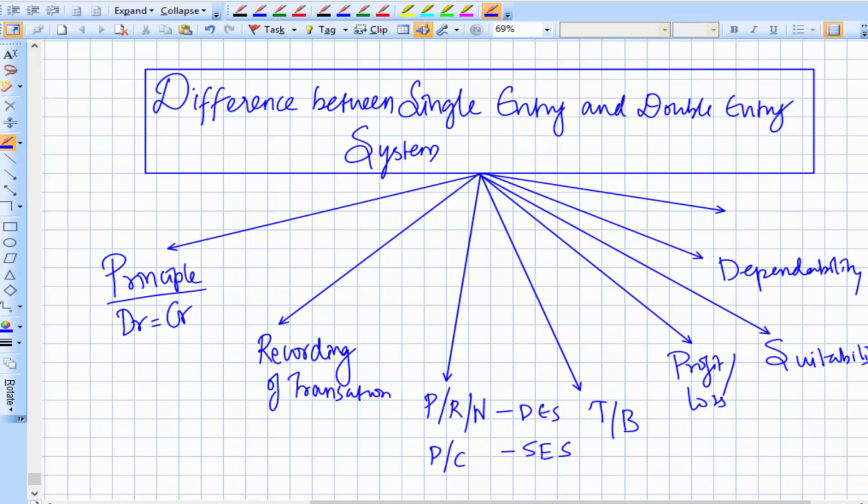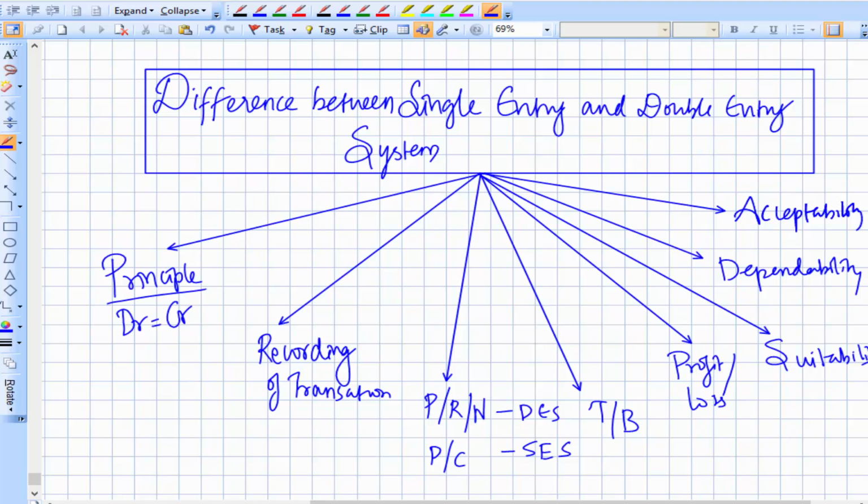Then acceptability. If you talk about acceptability, double entry system is accepted by regulatory authorities, accepted by tax authorities, accepted for bank loans, but single entry is not accepted by anyone.